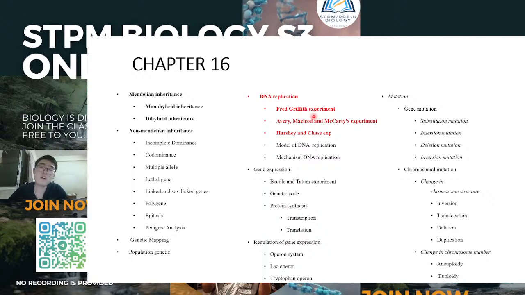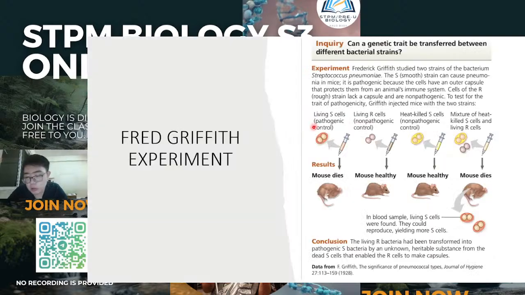So how can we know that DNA carries genetic material? Who proved that? These 6 scientists did the 3 experiments and proved that DNA carries genetic material. The first experiment you need to know is the Fred Griffith experiment. This is the scientist who did the experiment at that time. So what does this experiment do?